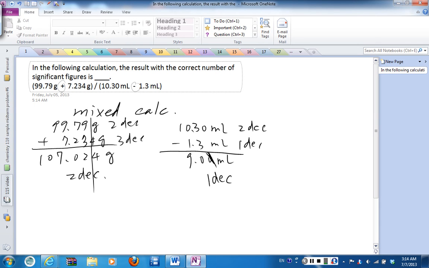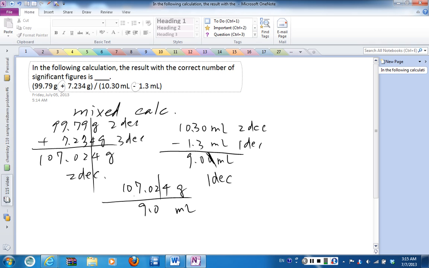Alright, so now we're in the division mode. Grams over milliliter. Now, in division, the rule changed. It is now the sigfig rule. Whoever in the division has the smallest number of sigfigs determines the final result's sigfigs.